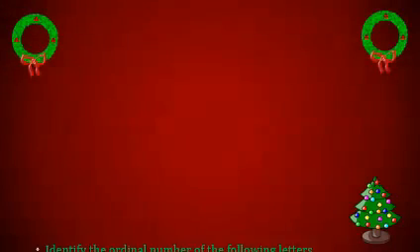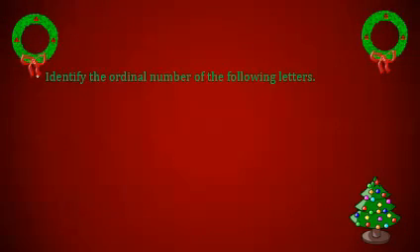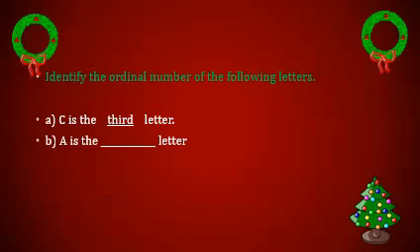In this slide, we have to identify the ordinal numbers of the following letters. The first one, it is C. C, it is the third letter. So, A is what? It is the first letter. So, as you can see, the ordinal number, we have to write it in letters, not in digits, okay?